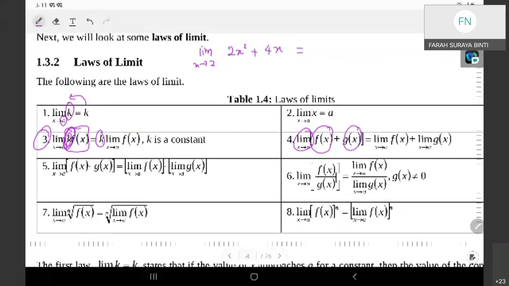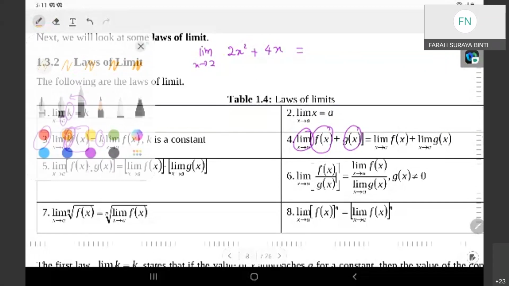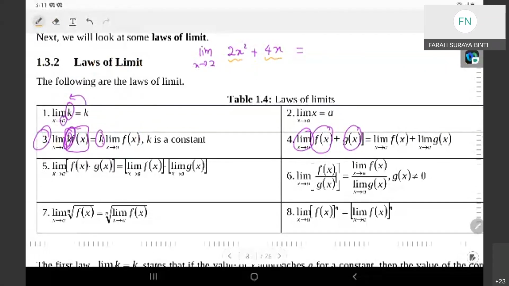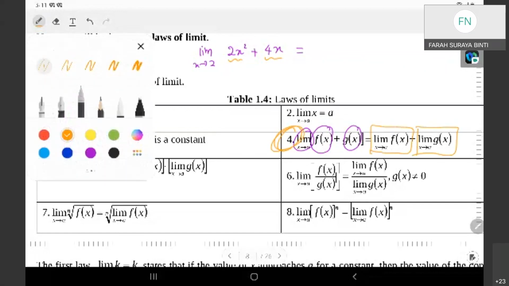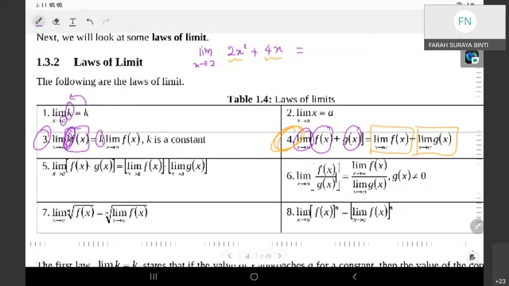Macam ni. Ada dua function. We have two functions right here. The first function plus the second function. So according to law of limit number 4, okay, kita boleh pecahkan dia pada dua bahagian. So this will be equal to limit x approach 2 of 2x square plus limit x approach 2 of 4x. Okay?